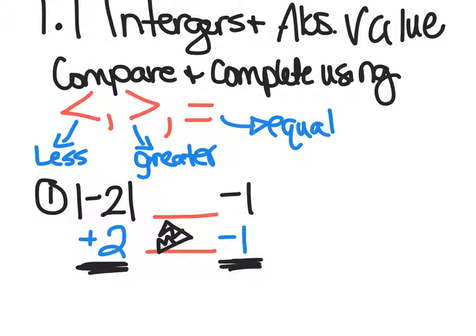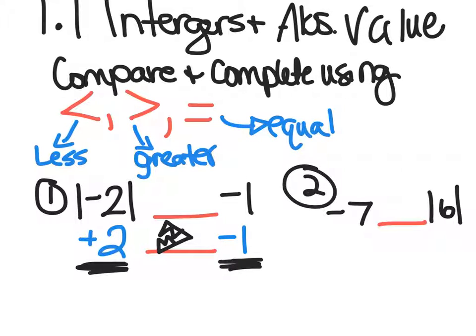Let's try the second example. So number 2, the -7 compared to absolute value of 6. Go ahead and try that one on your own. Remember to break it up.